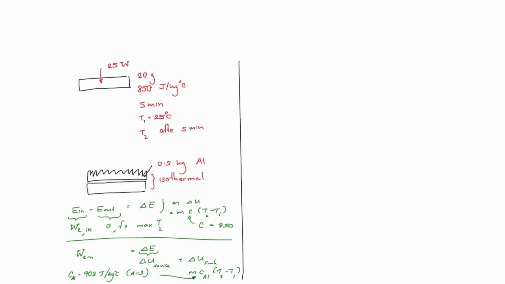We are writing the energy balance for the chip. We know W_E,in is equal to delta U of the device. We can write W_E,in as W dot E,in times delta t, where delta t is the time period. We use W dot E,in because we are given the power consumption of the device in watts. We know that watts is joules per second. So 25 watts means energy consumption of 25 joules per second.